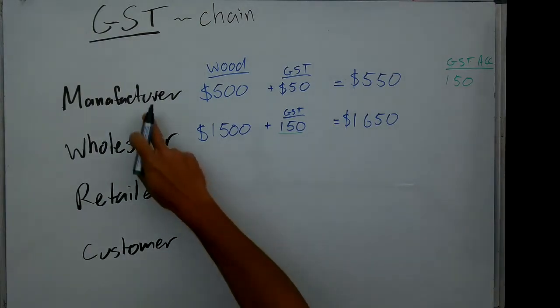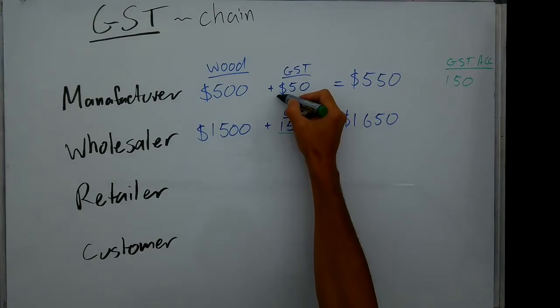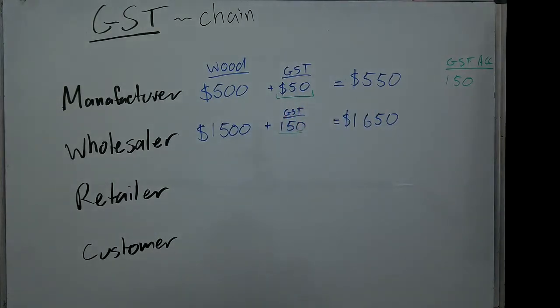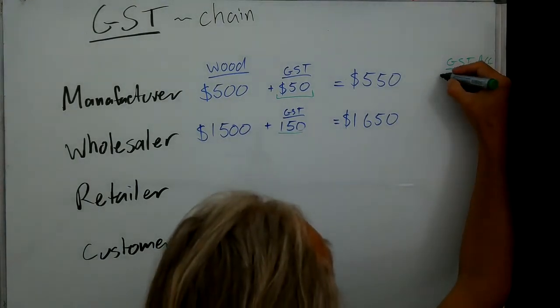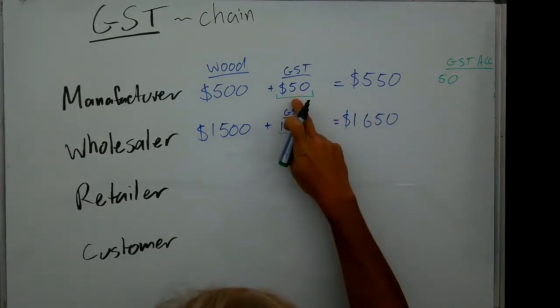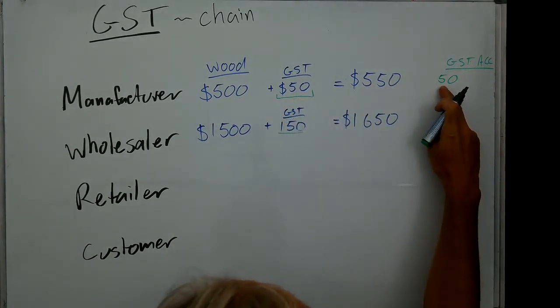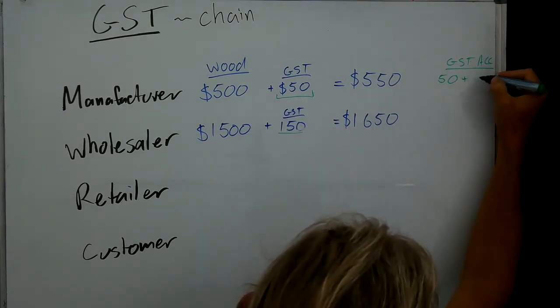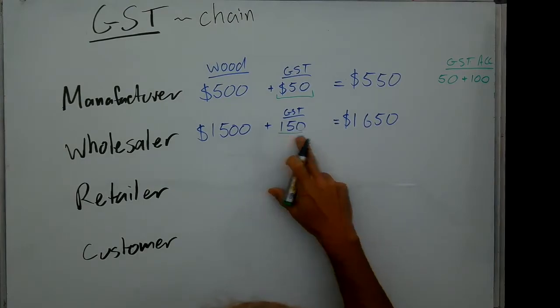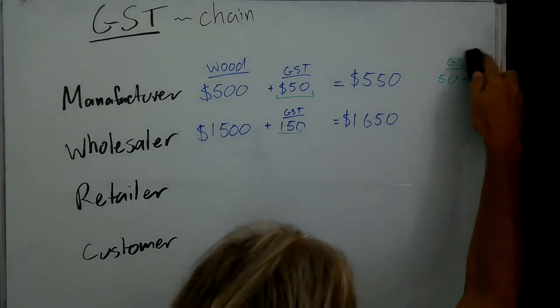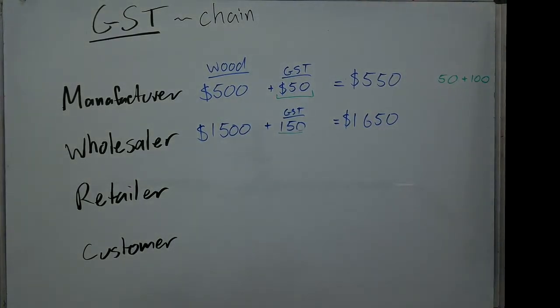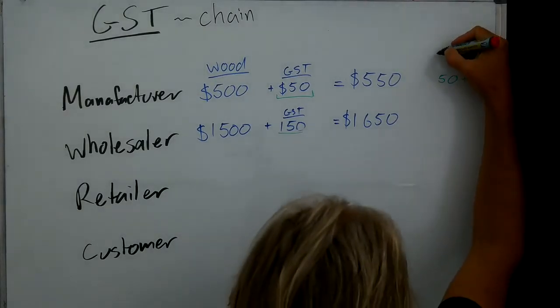At the end of the year, the manufacturer would say, I had to spend $50 in GST to buy that wood, so they can claim that back. So essentially, of this $150, the $50 that the manufacturer paid, they get to keep when the tax is worked out. And the other $100, that's what goes to the government. So let's just rewrite this so that we can see what's going on. So this is the claim.